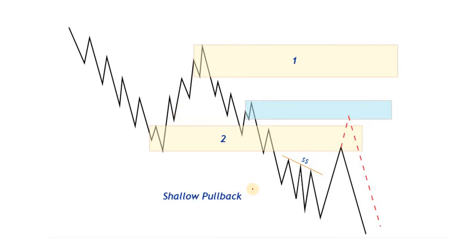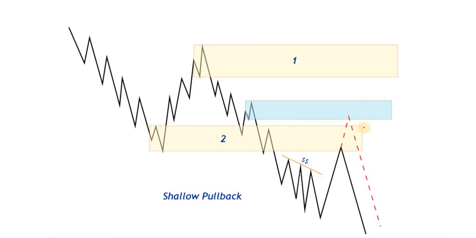Firstly, we are going to be looking at the shallow pullback situation in a bearish scenario. We already know that this is the impulsive move, the retracement, and the impulsive move. The first point of interest we can get by looking at the zone that sponsored this impulsive move. So this is the zone that actually sponsored this impulsive move. That is our first point of interest.